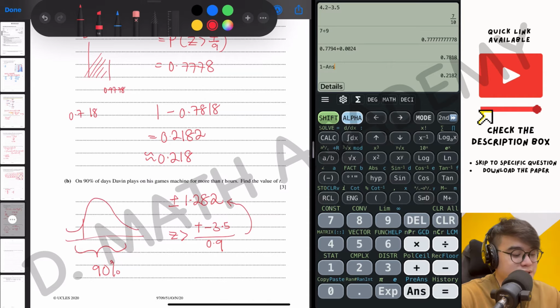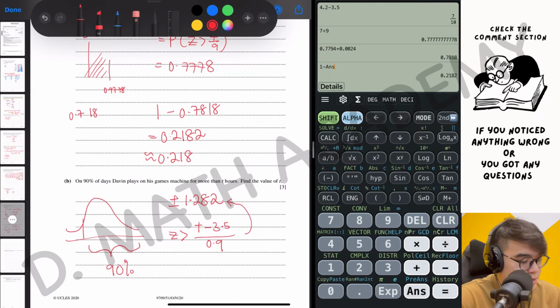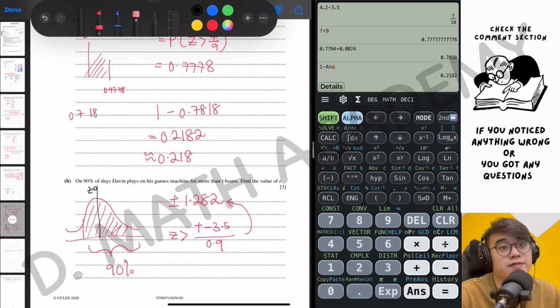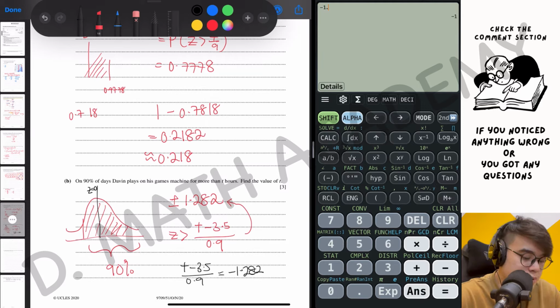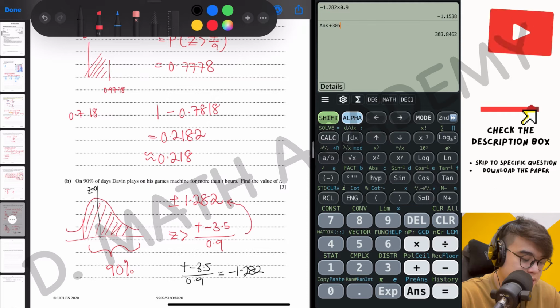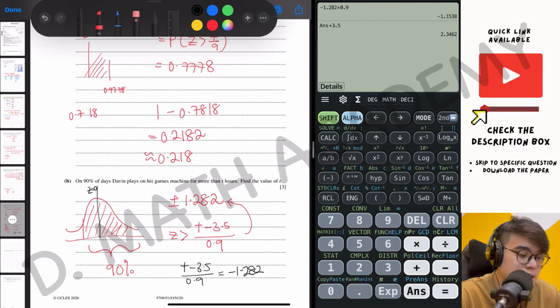Because they wanted 90% of the days, I should shift this 90% to here. This is what they are referring to. When you draw out the center line where z equals 0, it will help you identify that the z value we use here must be negative. So our (t minus 3.5) over 0.9 will equal negative 1.282. By taking negative 1.282, you multiply it by 0.9 and then add 3.5, and you will get your result as 2.3462.